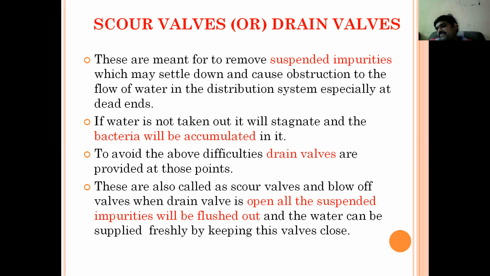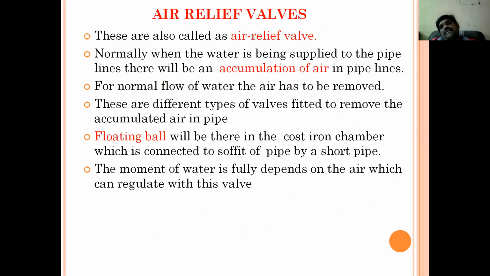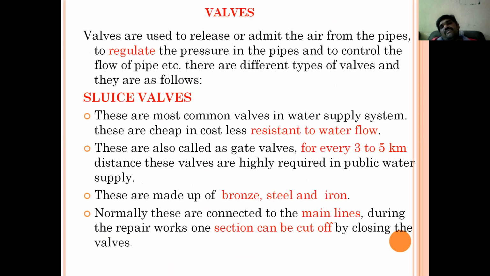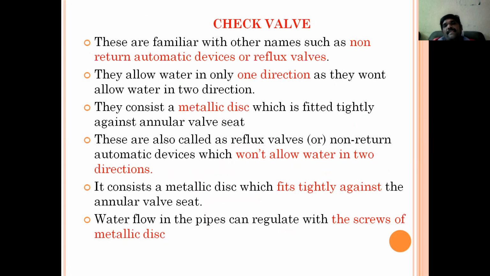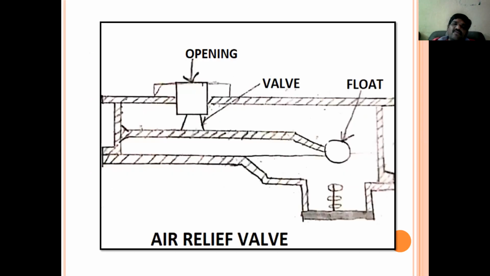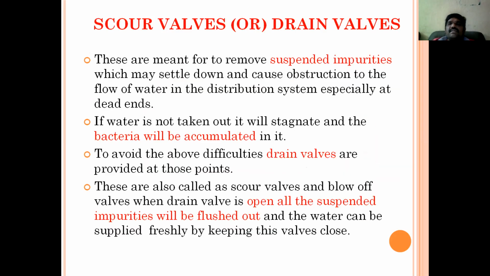Understand? So far we discussed the valves: sluice valves or gate valves, number 1; check valves or reflux valves, number 2; air relief valves, number 3; and number 4, scour valves or drain valves.